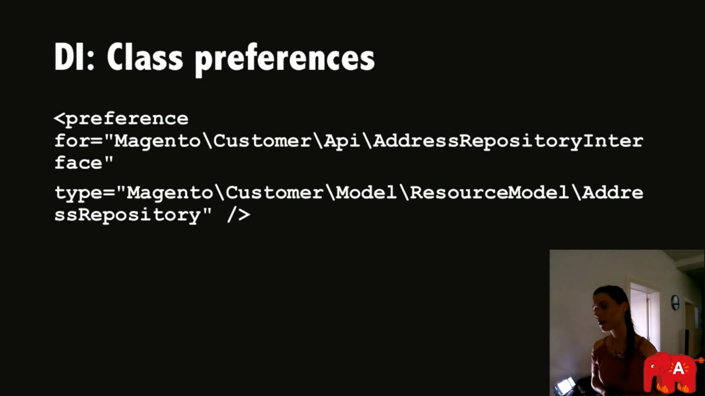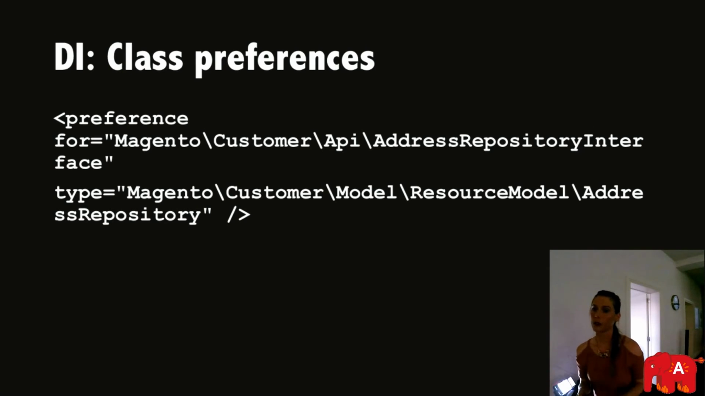This is an example of a di.xml for a class preference. So it says preference for, and then you say the interface, and then with type you say which instance it actually has to make for it. Now here it says, okay, for the address repository interface, you have to create an instance of the address repository from the customer module.